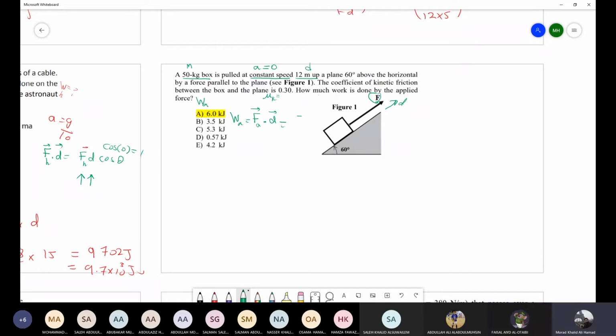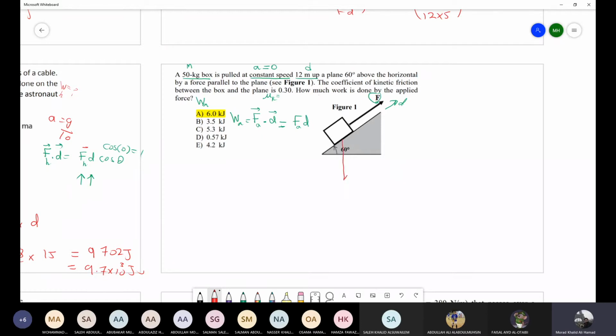Therefore W equals F D, because the cosine of the angle between them is equal to 1. Clear? But I don't have the applied force. I don't know it, so I need to analyze what forces are acting on this body.